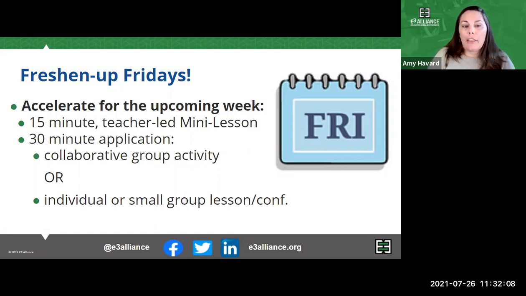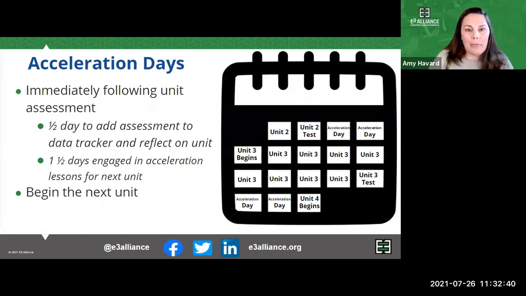Then I would plan a 30-minute application time for my students. That might look like students working together in a collaborative group activity, or it might be an opportunity for me to hold individual or small group lessons or conferences with particular students that needed more support. But basically, as a classroom teacher, I could work in accelerated learning for all by reserving Fridays to freshen up for the next week.